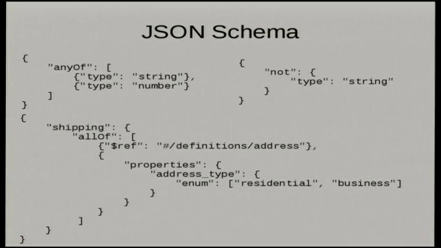And on top of that, we can start doing things like combining definitions. So that first entry will validate either a string or a number. Top right is anything but a string. And this bottom one is an interesting way of essentially doing inheritance with JSON schema. By doing all of, we say that this object that we're validating must match both an address that we defined earlier and have the property of address type, which is either a residential or a business. So there's cool ways you can build these things up.